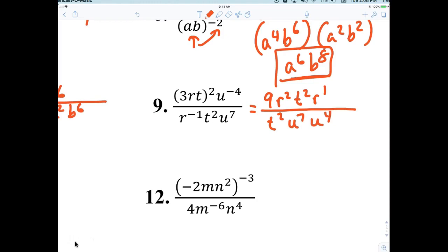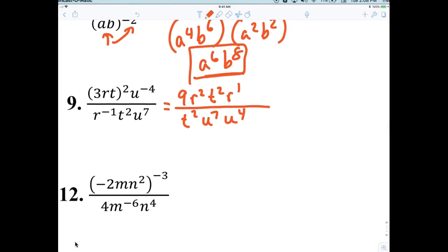Everybody see I moved everything with a negative exponent. You agree? Any issues? Now, of course, that's not done yet, because now I've got to simplify. All right, so here we go.